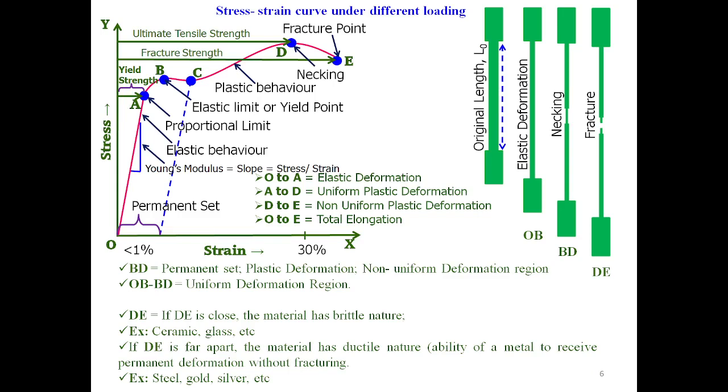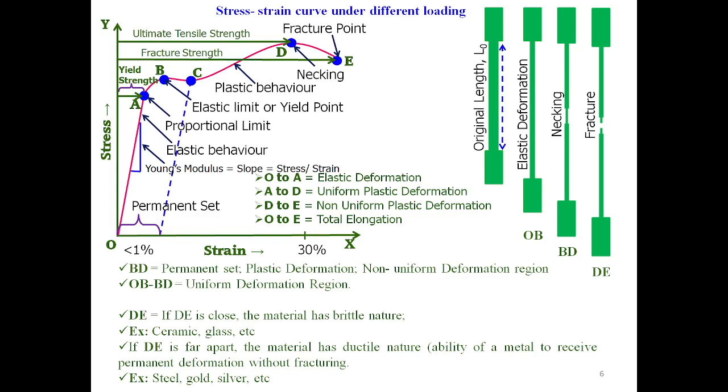If these points D and E are far apart, the material has ductile nature. If D and E are not close, then the material has ductile nature. For example, steel, gold, silver, etc. So these metals have the ability to undergo permanent deformation without fracturing. The material which can withstand up to the point E determines the fracture strength.